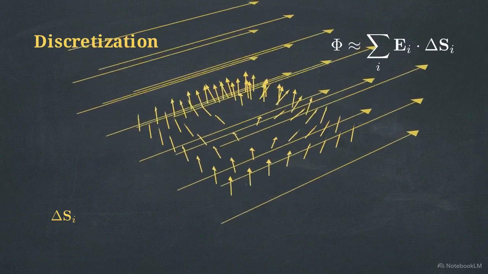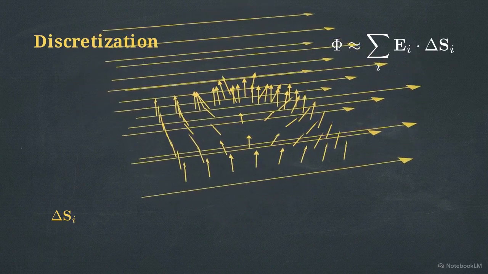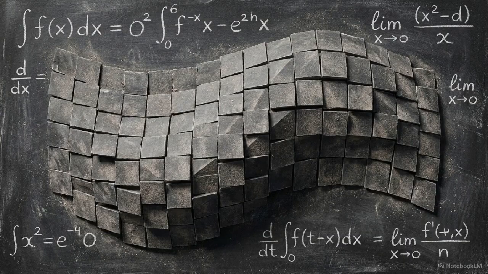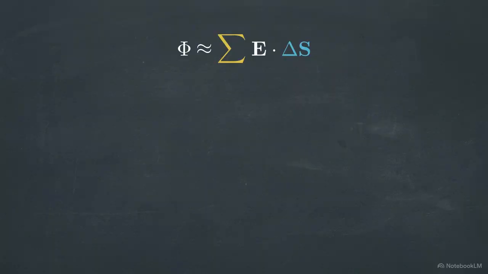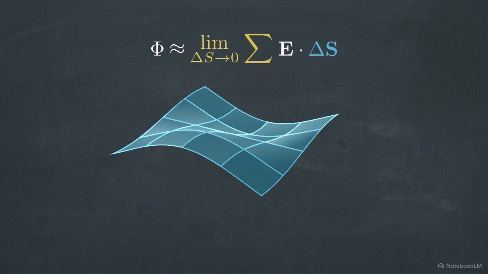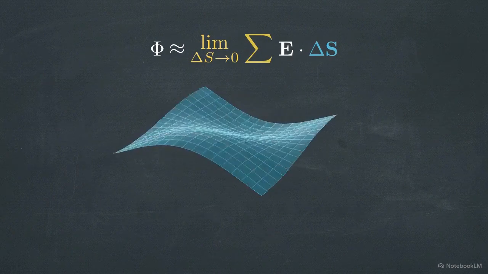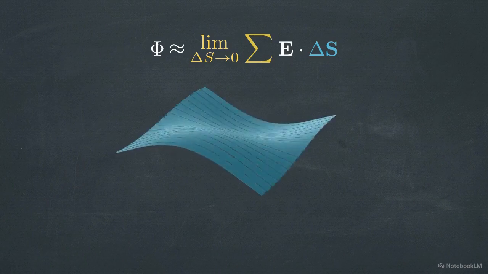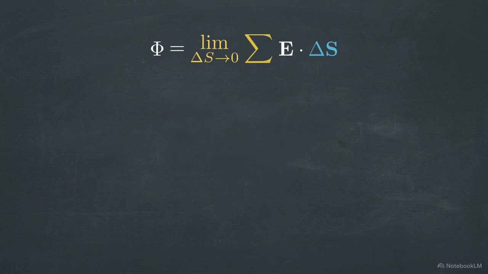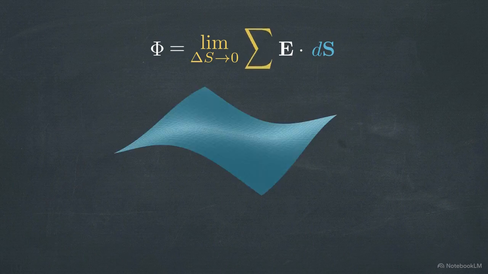Total flux is simply the summation of these dot products. This grid allows us to process a continuously varying surface as a collection of standard vector dot products. But as long as the patches have a finite size, the calculation remains only an approximation. To correct this, we apply the fundamental limit of calculus, taking the size of the area elements infinitely close to 0. At this exact limit, the discrete approximation becomes mathematically exact.